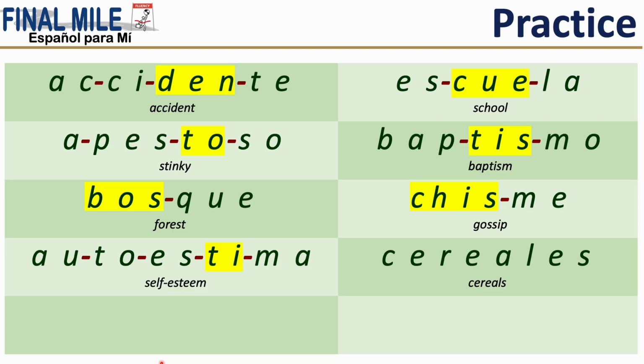Okay. Identify the breaks before I click. E and A are strong. Pronunciation emphasis. Cereales.